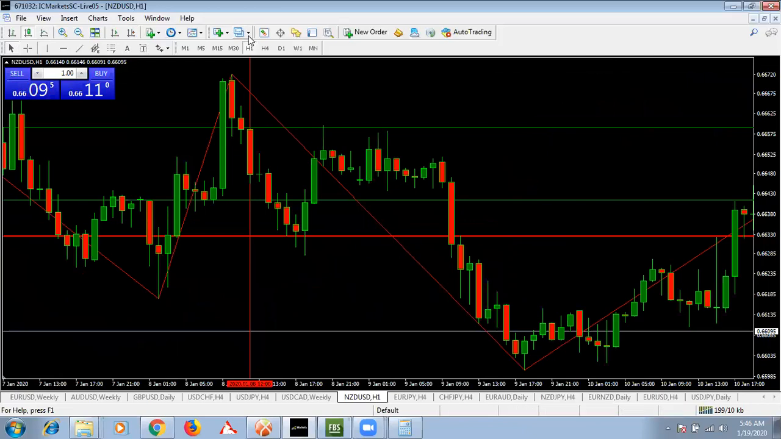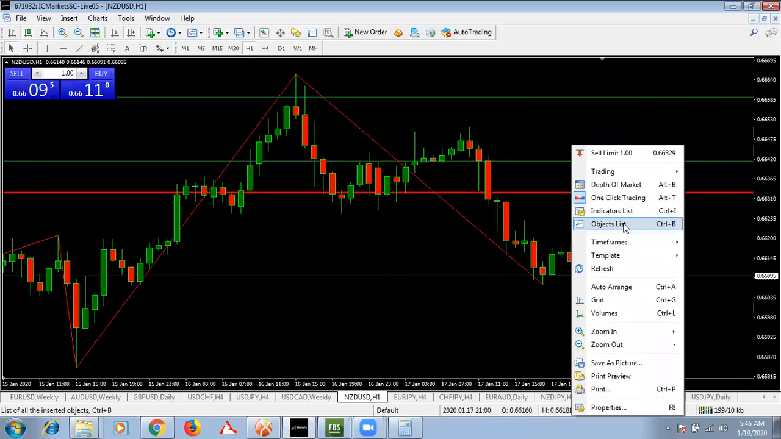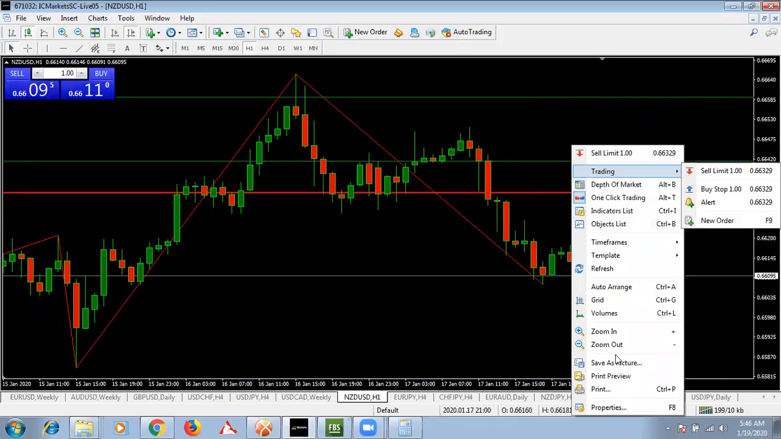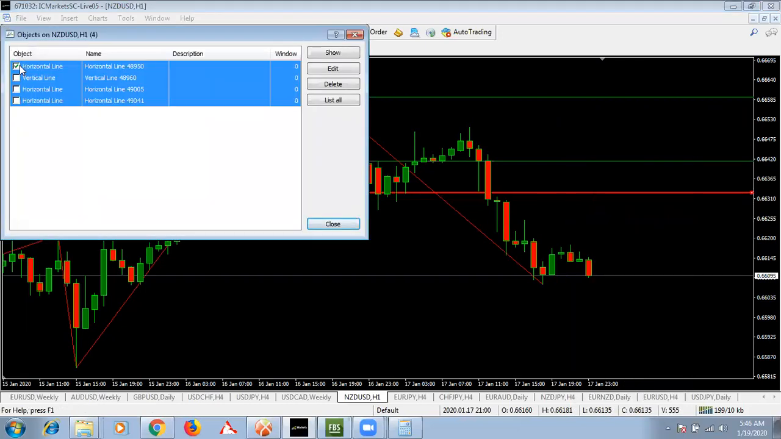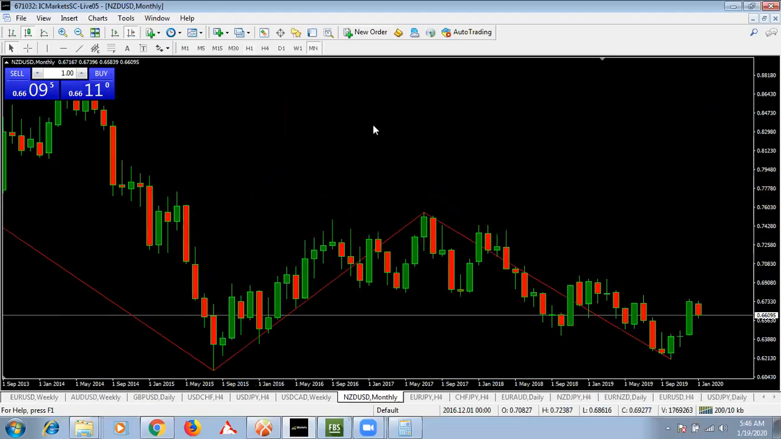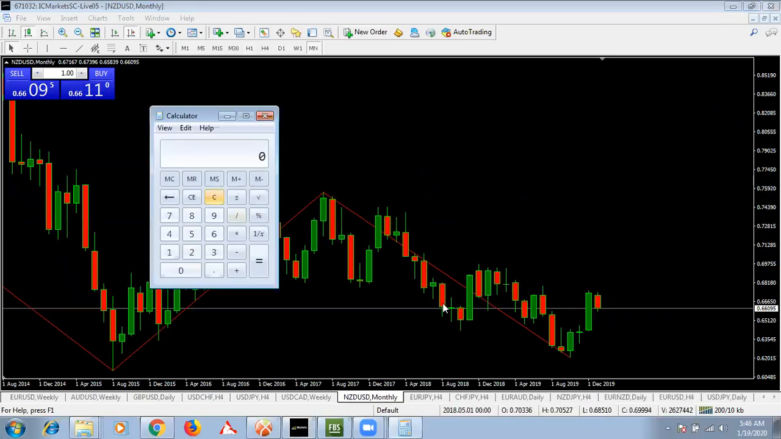Let me delete all these lines. Euro USD and New Zealand USD are in the same positive direction, so positive correlation. So let me open the object list. Let's start by looking at the monthly. You can see here on the monthly, let's just get the monthly pivot. Let's see what we have.